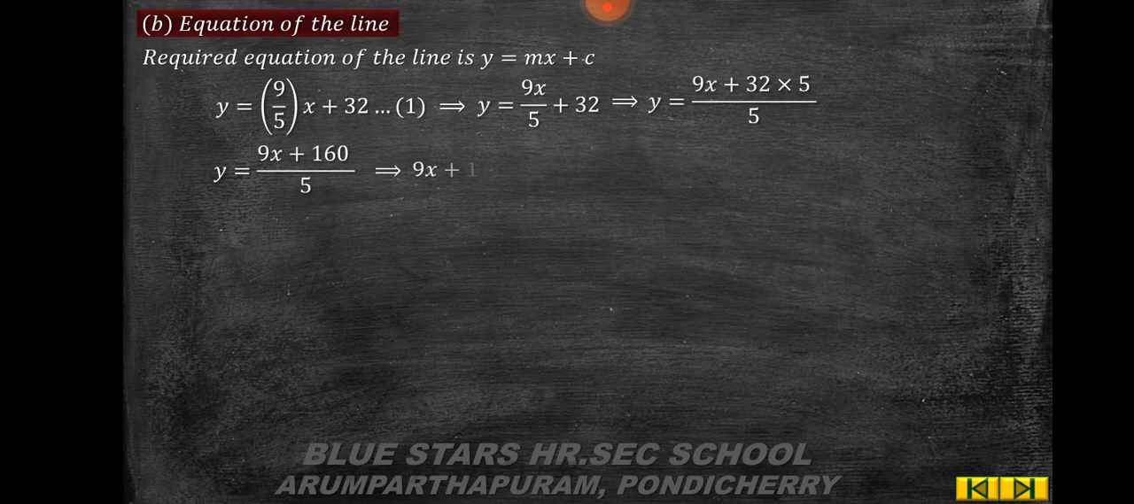Then the next step, 9x plus 160 is equal to 5y. You just cross multiplied, 5 into y is 5y. Which implies 9x minus 5y. We are just taking 5y to the left hand side. So 9x minus 5y plus 160 is equal to 0. So this is the equation of the line.